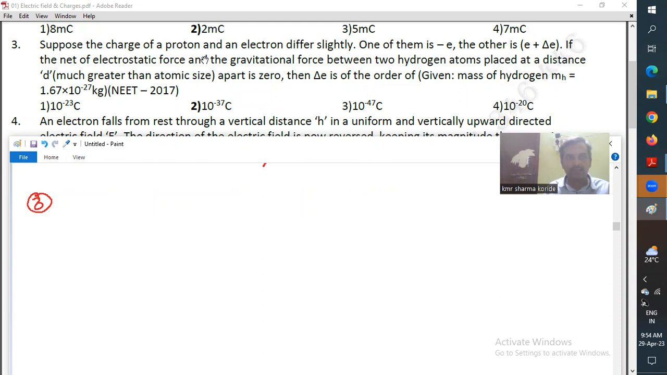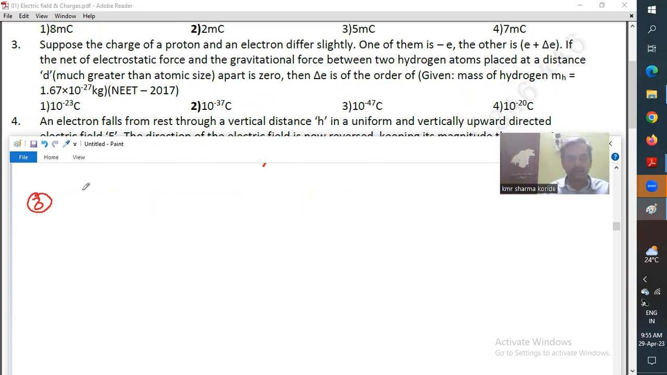Suppose the charge of a proton and electron differ slightly. One of them is -e and the other is e plus delta e. If the net electrostatic force and gravitational force between two hydrogen atoms placed at a distance d apart is 0, then delta e is of the order of.